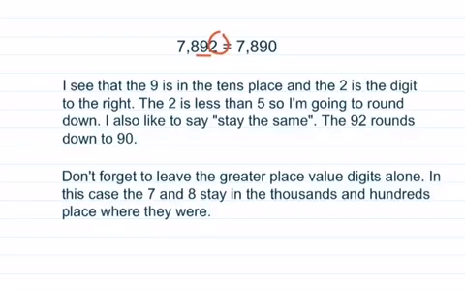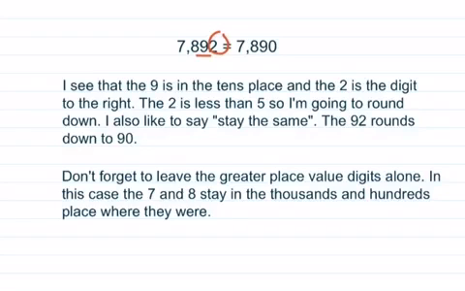If you're really thinking about it, you're saying, okay, 7,892 rounded to the tens place. Well, that means that the 9 is 92. So it can either be rounded to 90 or rounded up to the next hundreds, and that would be 7,900. Long story short, we want to keep the 9 in the tens place the same, and then the 2 is going to become a 0.